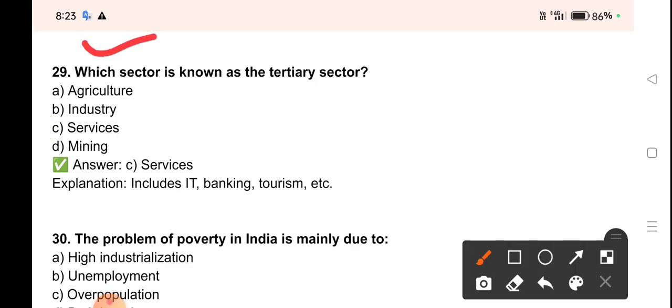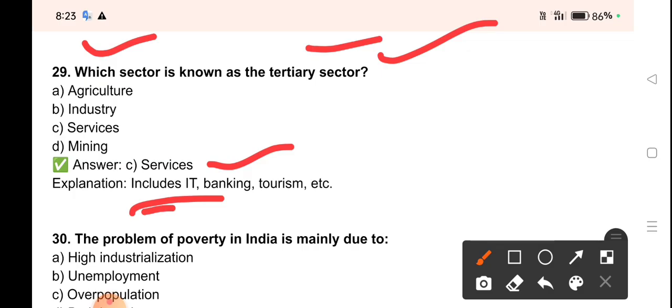Which sector is known as the tertiary sector? Services. The services sector is known as the tertiary sector, includes IT, banking, tourism, etc.